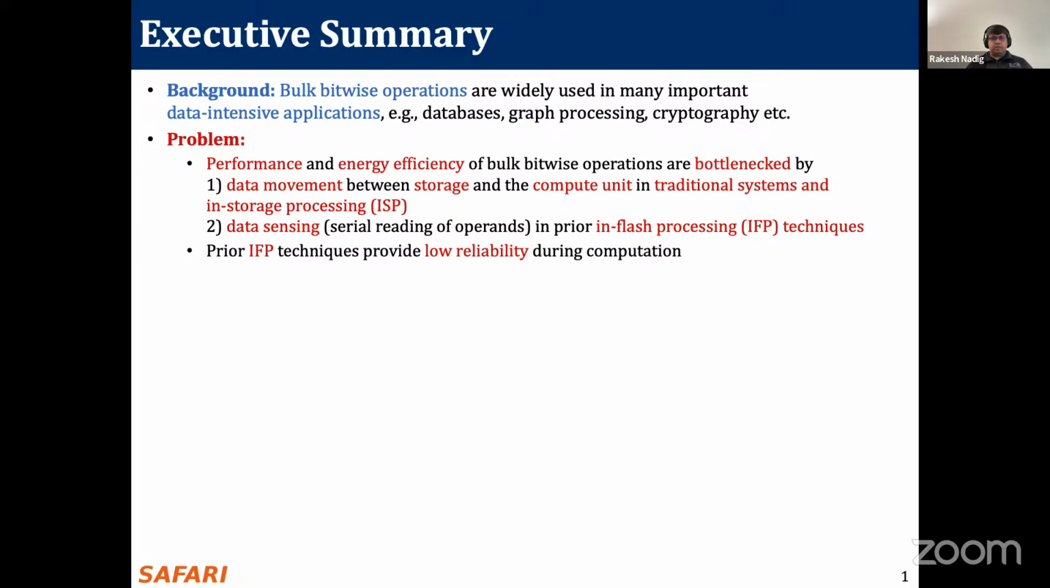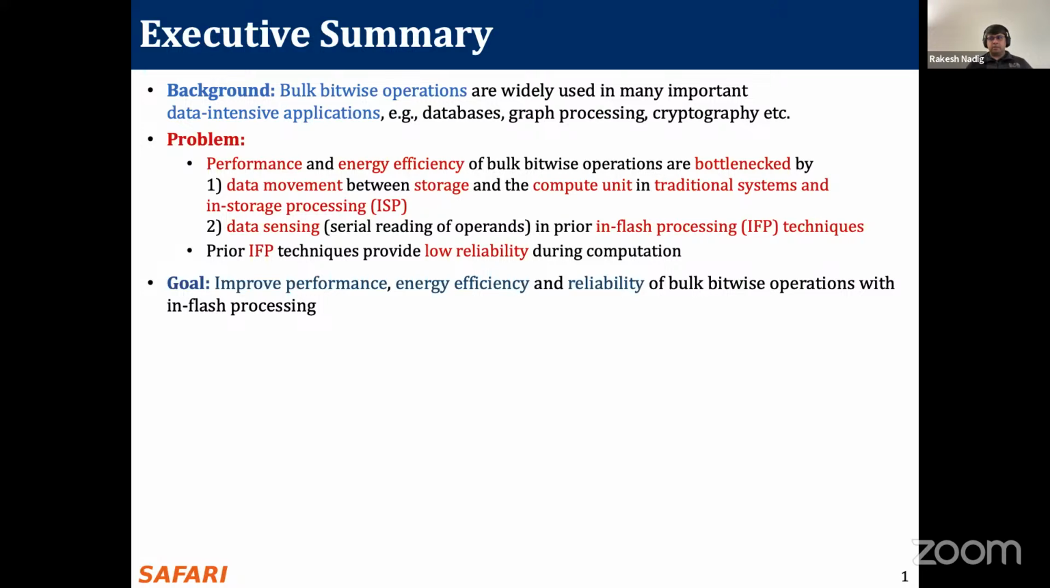The performance and energy efficiency of these operations are severely bottlenecked by the data movement between the storage and the compute units in traditional systems, and also in some of the newer techniques like in-storage processing. And if you take the in-flash processing techniques, then there is the problem of data sensing or serial reading of operands, which affects the performance and energy efficiency. Another important aspect is that these prior IFP techniques provide very low reliability during the computation. I'll discuss this in a bit more detail as we go along.